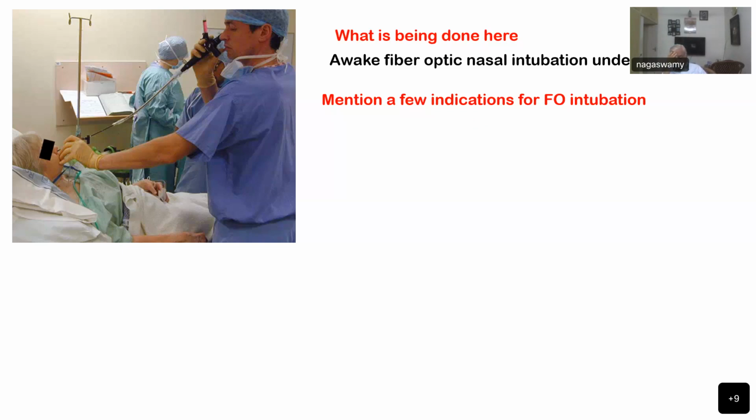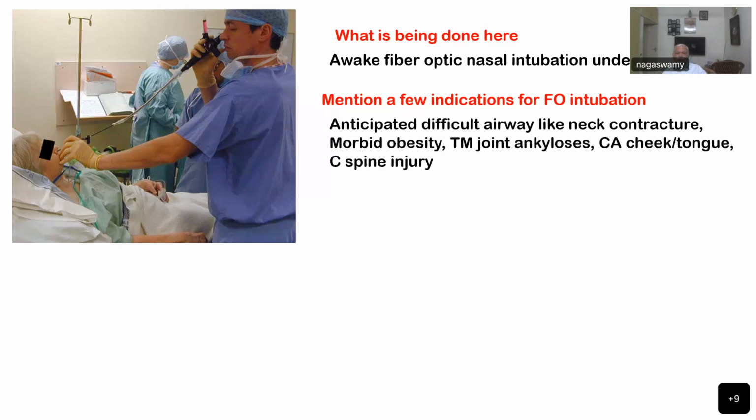Burns contracture neck. We have discussed about burns, isn't it? So anticipated difficult airway like neck contracture, morbid obesity, TM joint ankylosis, cancer cheek or tongue, or C-spine injury. There are 5 conditions which you have to remember. Burns contracture neck, morbid obesity with anticipated difficult airway, TM joint ankylosis, carcinoma cheek or tongue where you cannot have adequate space to introduce your normal laryngoscope, or C-spine injury where you cannot position the head and neck for normal intubation. Okay, please remember all these conditions.